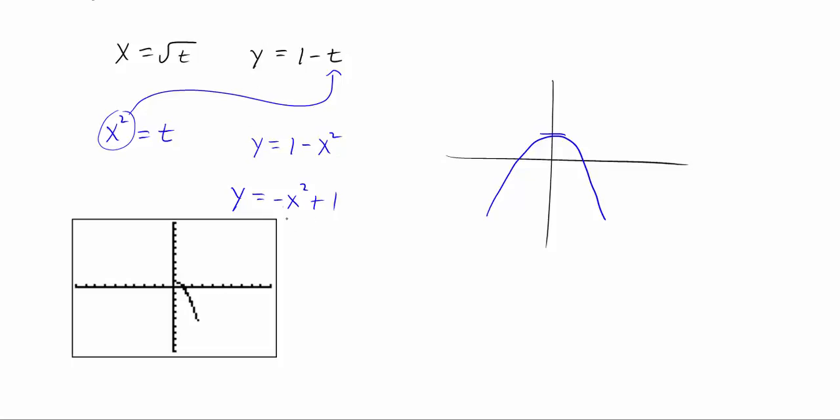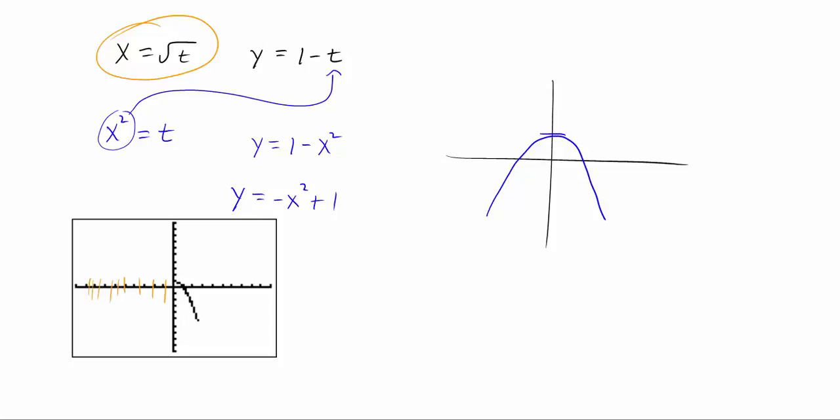So this is the graph we're getting, but for the rectangular, we're getting the entire parabola. Well, if we look at the values of t, we have x equals the square root of t. Because we're taking the square root of t here, we're not able to take the square root of negative numbers. So that means we're going to eliminate all of our negative values over here, and that's why we only end up with part of the parabola.